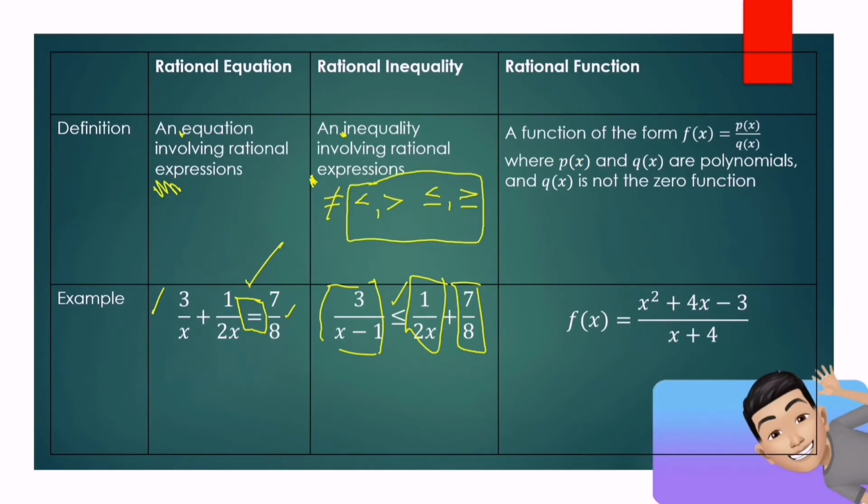Okay. Rational function naman, a function of the form p of x over q of x, where p and q are polynomial, and take note ulit, q of x is not the zero function. So, ito yung example niya. Rational expression, and then another rational expression, or polynomial over polynomial. No? So, pasok yan sa characteristic kaya siya ay rational function.